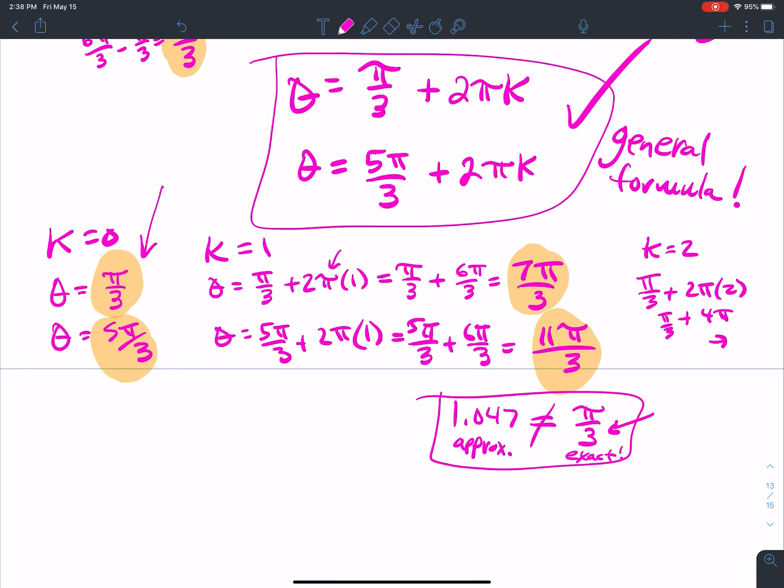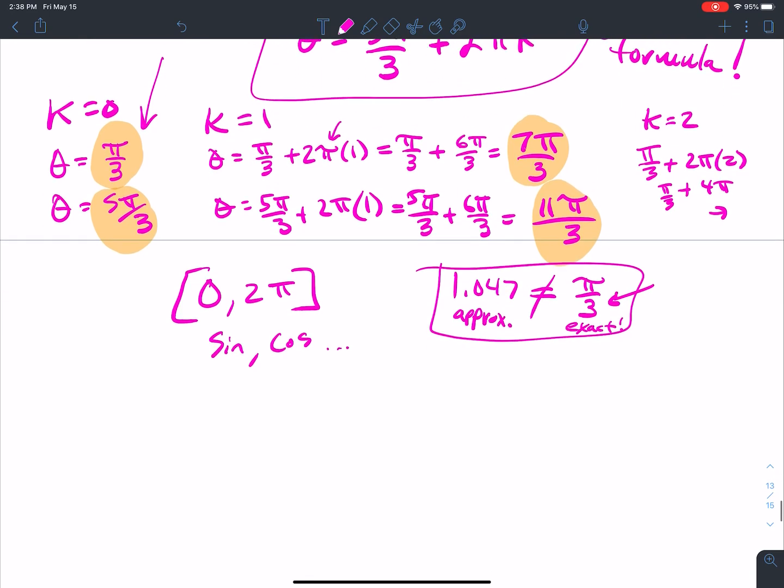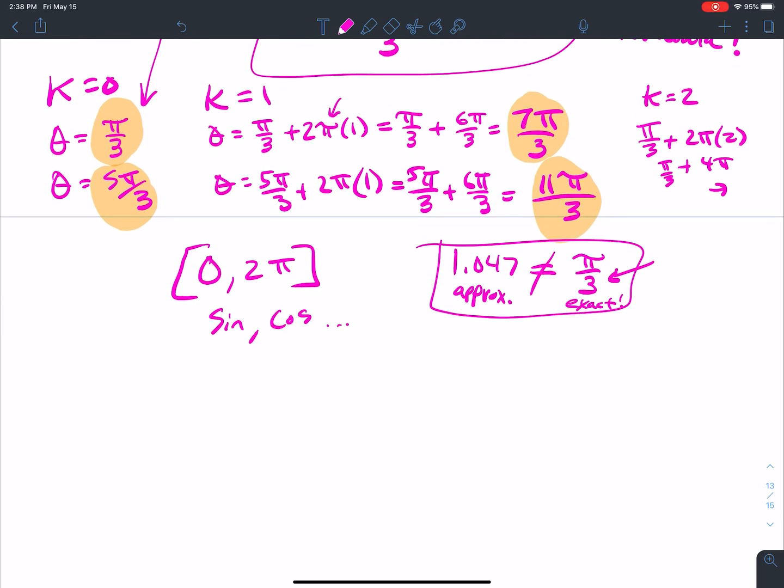Most of the time, our range is going to be between 0 and 2 pi, especially if we're dealing with sine and cosine. It may be negative pi over 2 to pi over 2 if we're talking about tangent. So keep in mind the domain that they're restricting those solutions to. Okay, we're going to do one more for this video.